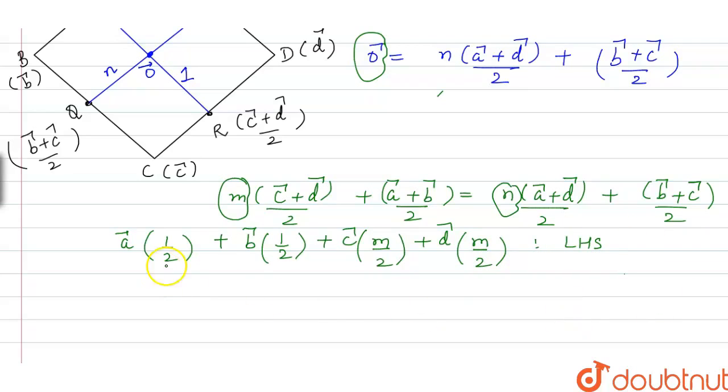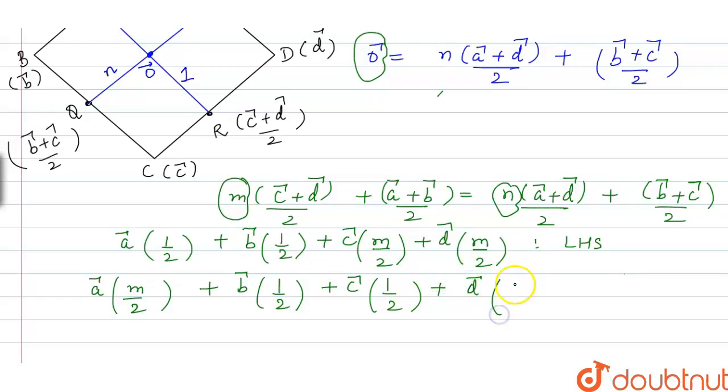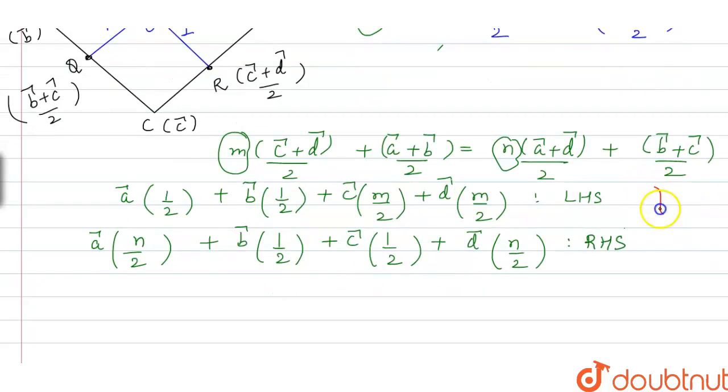Right. Now let us write down the RHS in the same format. So in the RHS we have vector A into n by 2, and this is plus vector B into 1 by 2. This is plus vector C into 1 by 2, and this is plus vector D into n by 2. Right, there is a correction. This is not m, this is n here. That is A into n by 2, and this becomes the simplified version of our RHS.